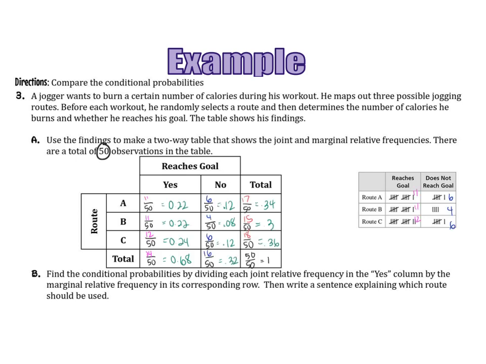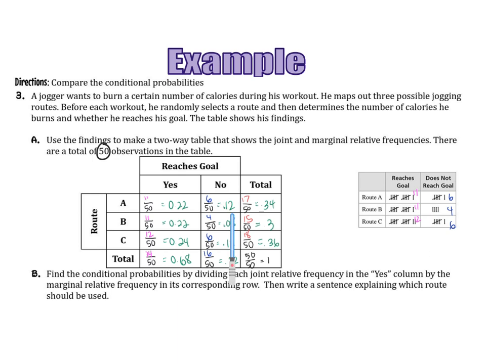So hopefully you've at least made your three-way table, and you can see mine here, and I tried to color code. There are 50 total observations, so that's going to be my denominator for each of these. And then I came over here and I used pink to figure out how many in route A reached the goal: 11 times in B, 12 times in C, and then I summed them for the total.